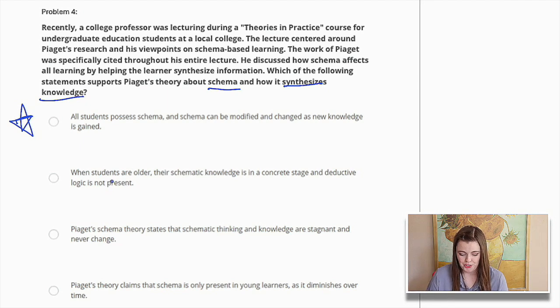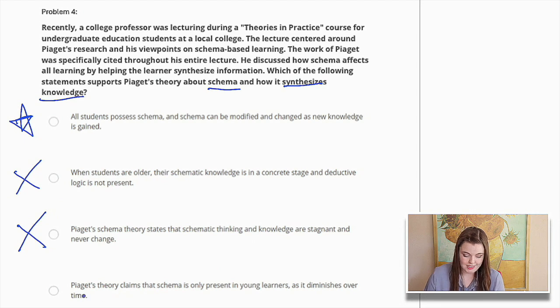When students are older, their schematic knowledge is in a concrete stage and deductive logic is not present. So in this example, we're not really seeing how people can adapt and learn from their surroundings, so that's probably not our answer choice. Piaget's schema theory states that the schematic thinking and knowledge are stagnant and never change. That's the opposite of what he thinks.